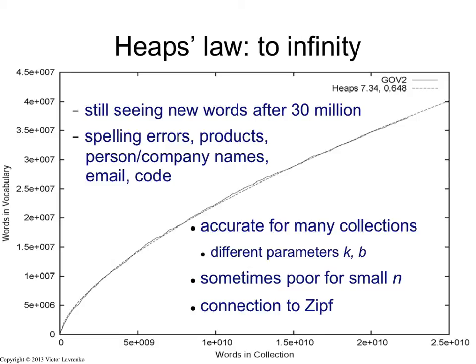So it's accurate for many different collections. It happens all over the place. Now for different domains, you will have different values of K and B, but the law overall holds for just about any collection of text. And by the way, this is not specific to English. It holds for other languages just as well as English. So you can usually find a pretty good fit. K and B together give plenty of flexibility to fit the data. Sometimes the fit is poor for either small N or large N, but in general you can get a fairly good fit.